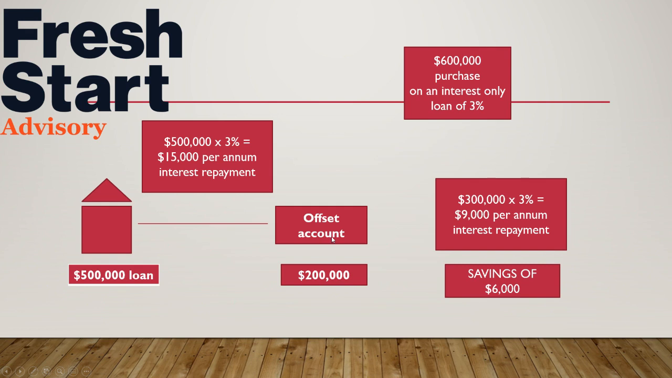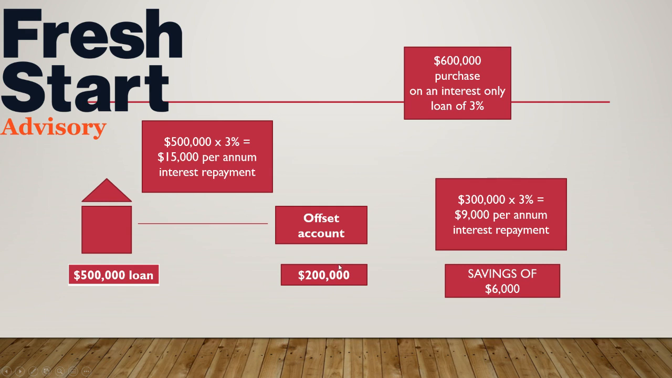Their broker or their bank then suggested to organise an offset facility, because they had a large amount of cash sitting in another bank account, which was just sitting there, not really earning a lot of interest and not really doing much. So they had $200,000 sitting in their bank account, which they then moved into that offset facility.